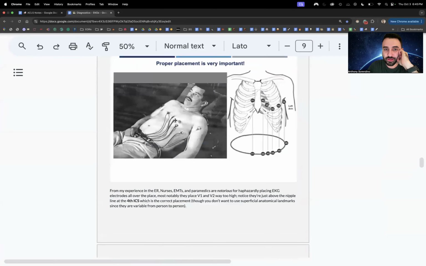Make sure you put V1 and V2 in the fourth intercostal space. If there's one thing I've seen working in an ER, it's that people like to go way up here in the second intercostal space. Not correct. Put it down on the fourth. V1, V2, V3 are very close to each other. So if you see V1 and V2 up near the clavicles, that's not correct. They should be right above the nipple line.